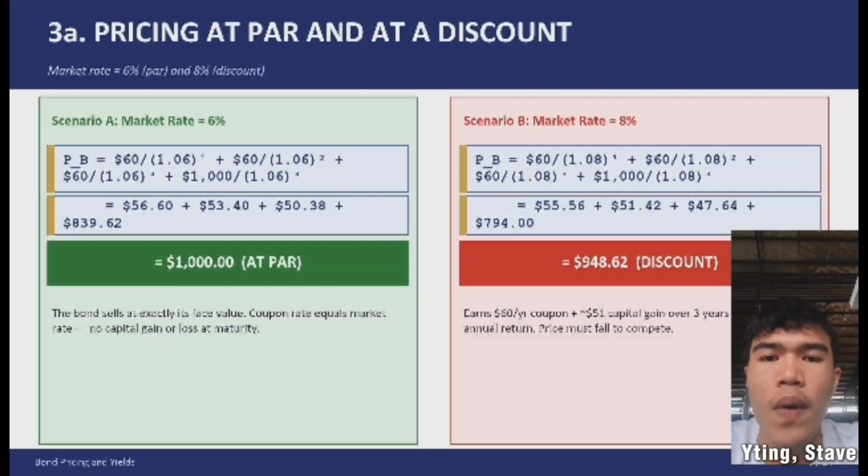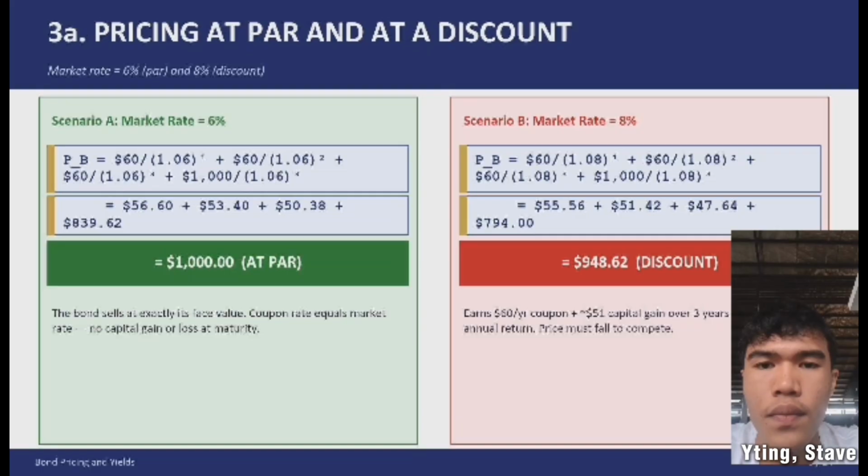Simple example for bond pricing. Basic facts: the face value is $1,000, the fixed interest is $60 every year, and the time is 3 years. The market rate equals the current interest rate. First, at par. When? When the market rate equals 6%, the same as the bond interest. Meaning, you pay the same as others. The price is exactly $1,000. No extra profit, no loss.